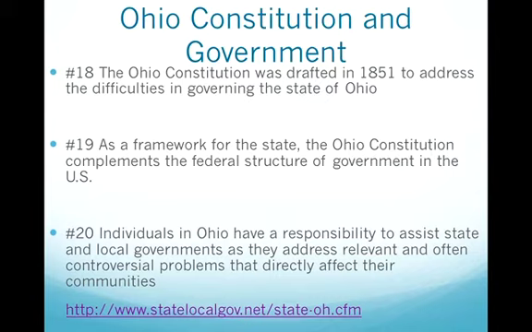The Ohio Constitution was drafted in 1851 to address difficulties in the governing of the state of Ohio. So our government wasn't doing so well before 1851, and there were some problems that we needed to fix. As a framework for the state, the Ohio Constitution complements the federal structure of government in the U.S. We have three branches of government, checks and balances, so there are a lot of similarities with the feds. And individuals in Ohio have a responsibility to assist state and local governments as they address relevant and often controversial problems that directly affect their communities.